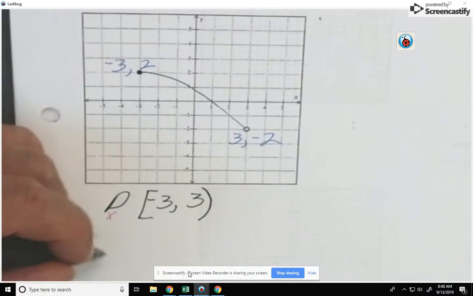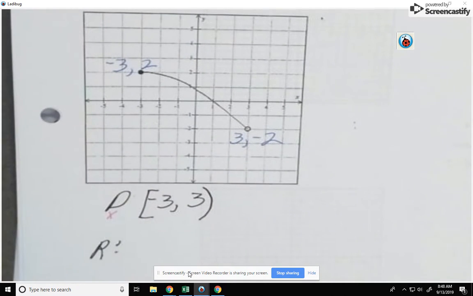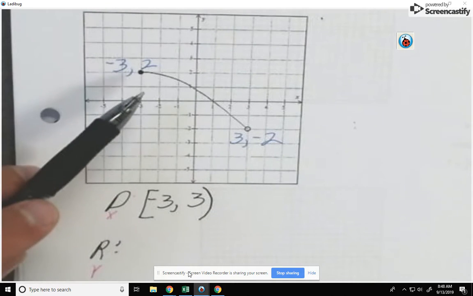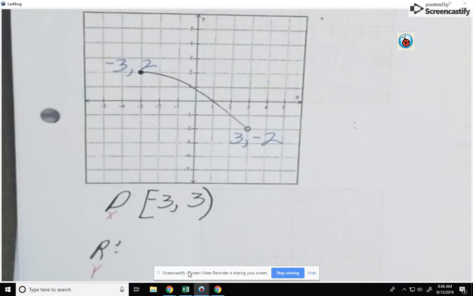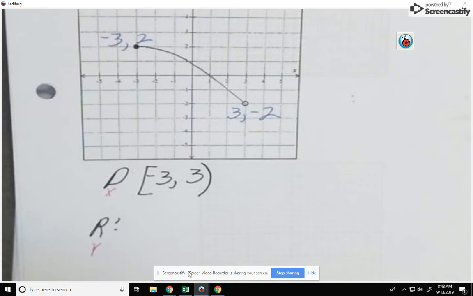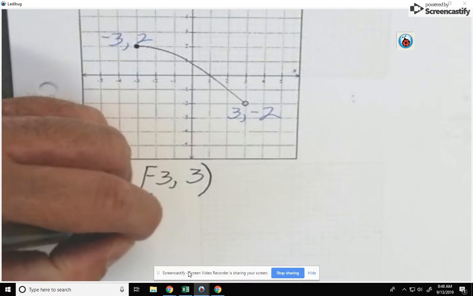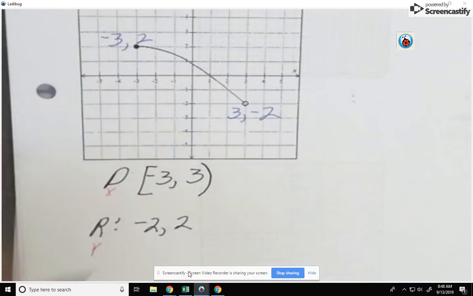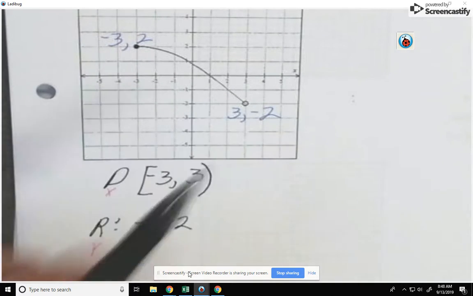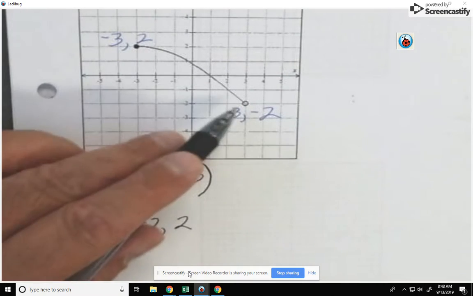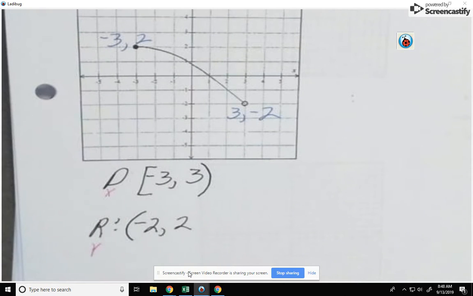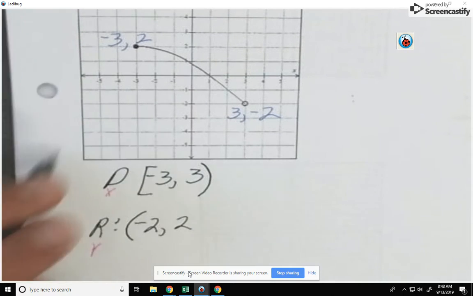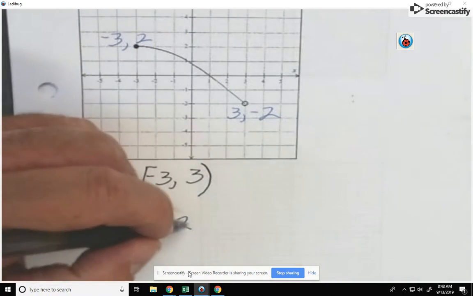Now for the range. Range, of course, is our y values. So our y values are 2 and -2. Again, we want to put these in numerical order, lowest to highest, so -2, 2. The -2 comes from an open dot, therefore we use a parenthesis. The 2 comes from a closed dot, so we use a bracket.